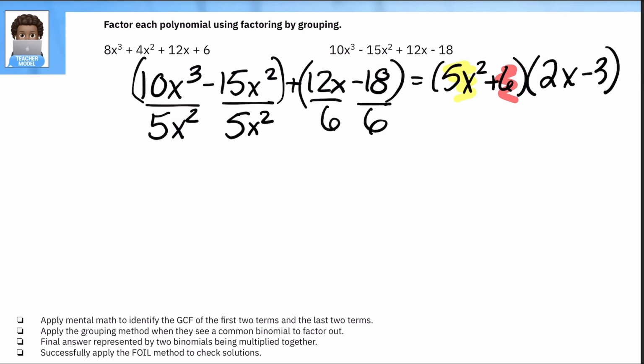Okay, so I'll leave you with that part for now so you can work out the rest, get some more practice in. And again, this is just another method to factor polynomials.